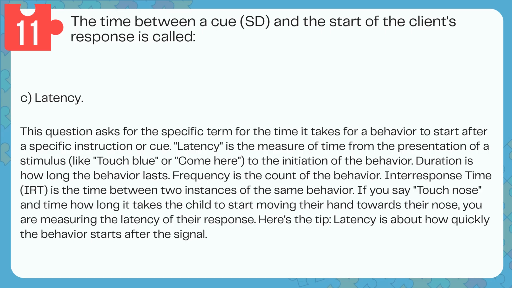Frequency is the count of the behavior. Interresponse time, IRT, is the time between two instances of the same behavior. If you say "touch nose" and time how long it takes the child to start moving their hand towards their nose, you are measuring the latency of their response. Here's the tip: latency is about how quickly the behavior starts after the signal.